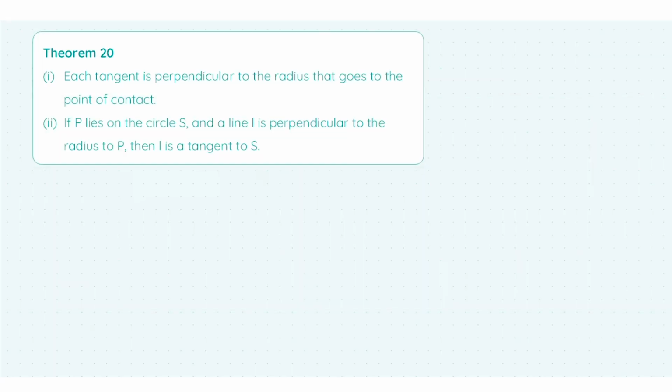The second part of this theorem states that if a point P lies on the circle S and a line L is perpendicular to the radius at P, then L is a tangent to S. So this is basically the converse of the first part of our theorem. It's kind of just the reverse implication, meaning that if we have a line L which is perpendicular to the line which represents the radius, then we know that L is a tangent to S. But let's demonstrate that visually now.